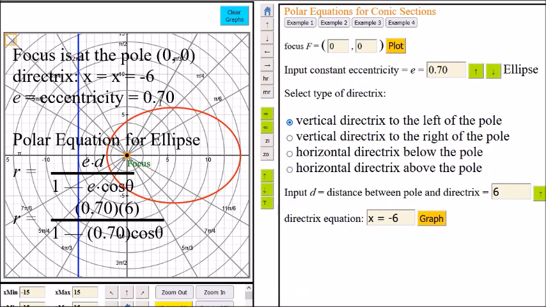Here we have an eccentricity of 0.7, and therefore we have an ellipse. Here is eccentricity 0.6, 0.5, 0.4, 0.3, 0.2, 0.1.